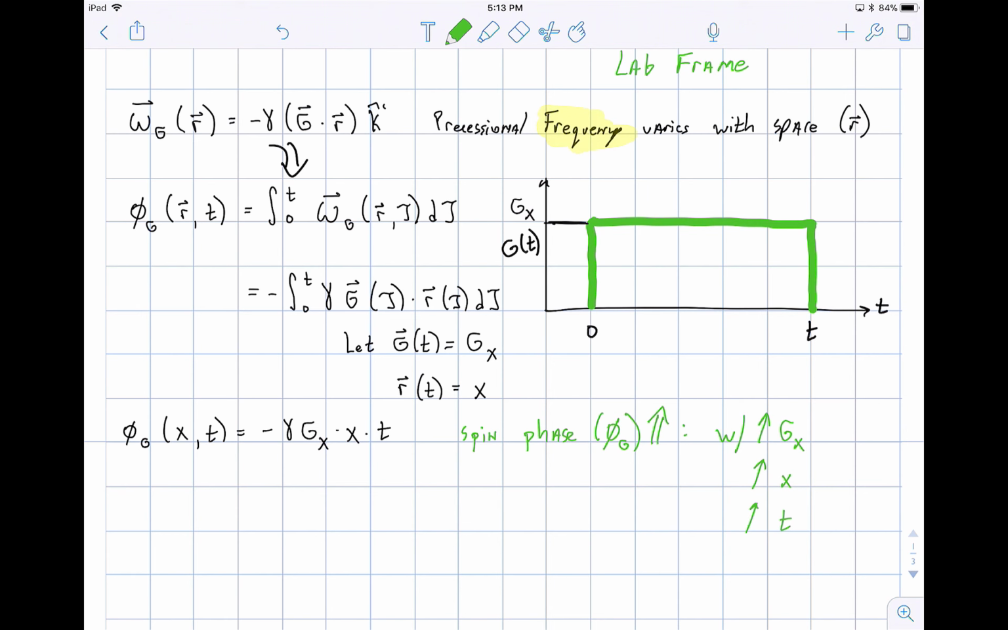So if I have strong gradients for long periods of time, I'll get a lot of phase in my system. If I have no gradient turned on at all, I get no phase in my system. If my spin's at precisely isocenter, it's not acted upon by the gradients because the gradients don't generate a B field at isocenter. You have to get distant from isocenter to see what it is.